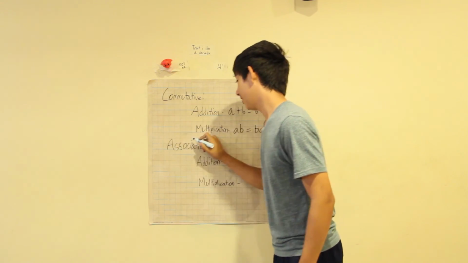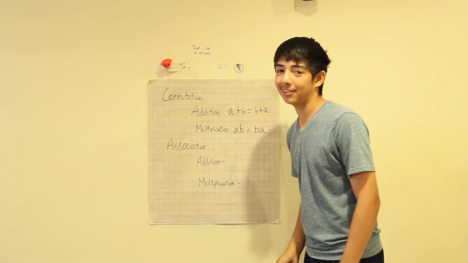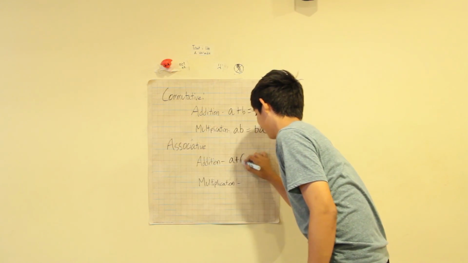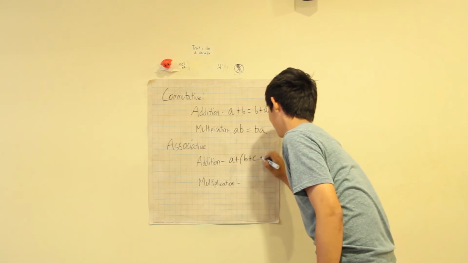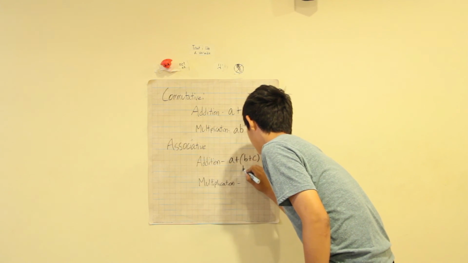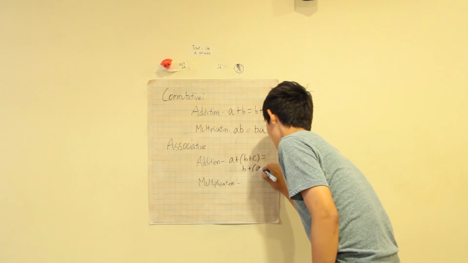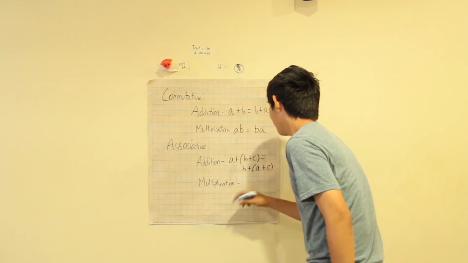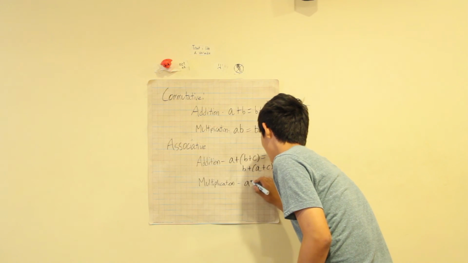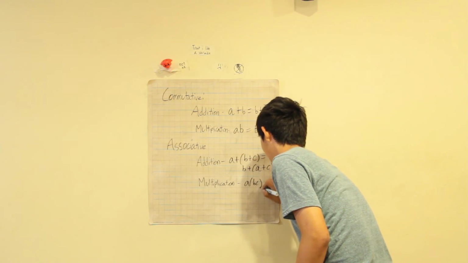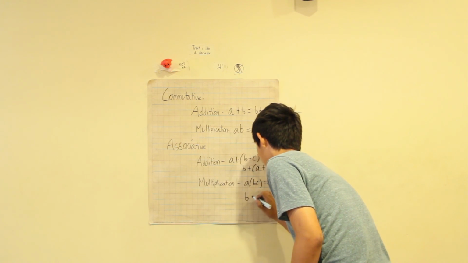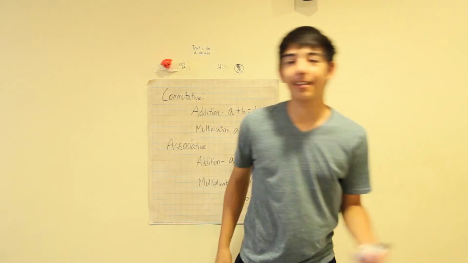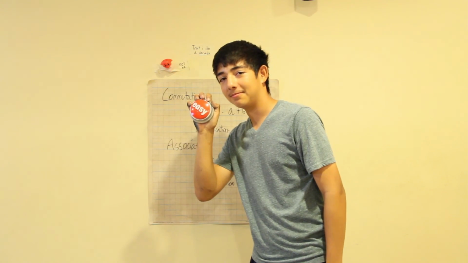Let's move on to some more challenging stuff. Associative property of addition. A plus B plus C is equal to B plus A plus C. Chill. Multiplication. A times BC is equal to B times AC. You know what? That was easy.